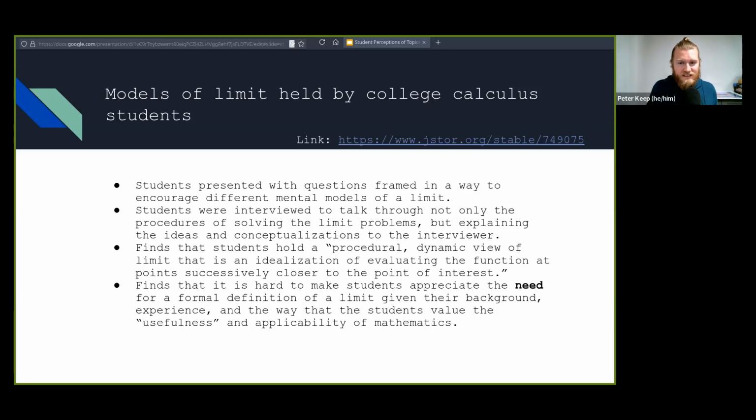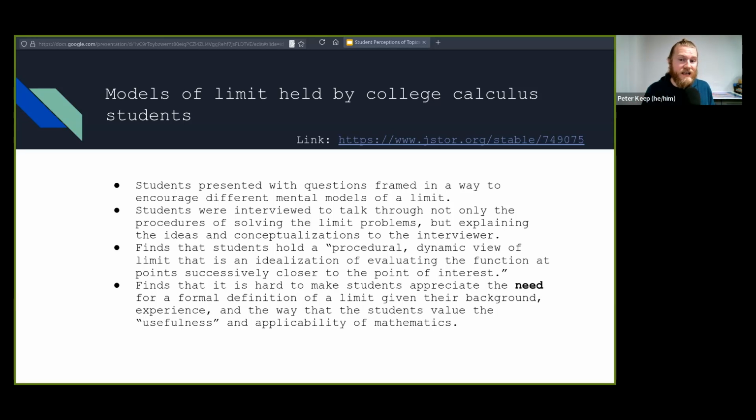The big finding from here is that no matter what, most of these students ended up going back to this. I love this sentence that they have: a procedural dynamic view of limit. That's an idealization of evaluating the function at points successively closer to the point of interest. This sounds like probably the way that most of us that teach calculus introduce limits. But the interviewers found that it was difficult to have students move past that model.